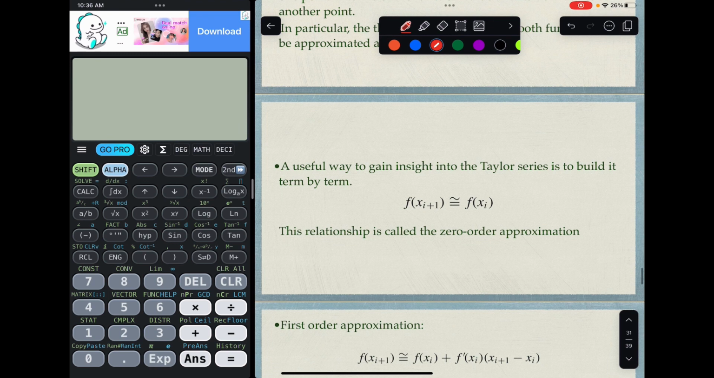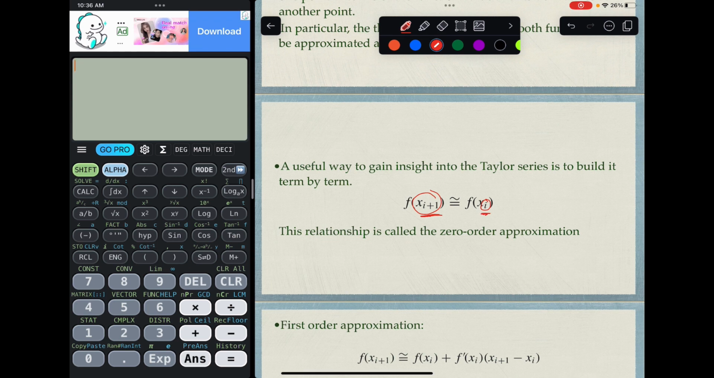There are multiple orders. In terms of accuracy, whenever we are using the Taylor series, for the zero order approximation, when we say x sub i plus 1, you're familiar with this in computer programming. So i plus 1 means the next term, and i is the previous term.